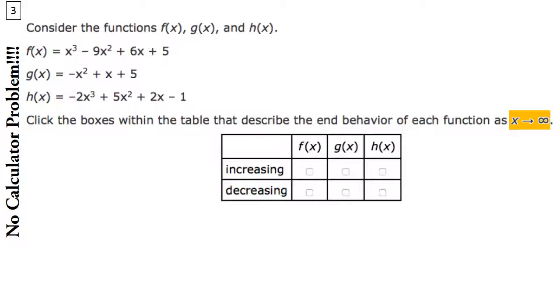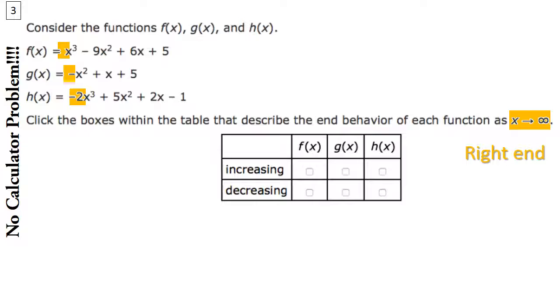X is going to positive infinity. That means x keeps getting bigger. That happens on the right side of an axis. So that means we're talking about our right end behavior. So the extreme right side as it goes off the screen, if we're thinking calculators. Well, what controls the right end behavior? We've already talked about that on the first problem. Right end behavior is controlled by that leading coefficient, that a value.